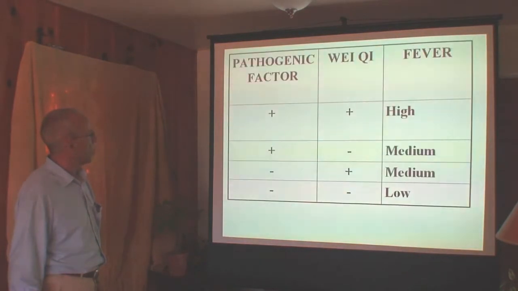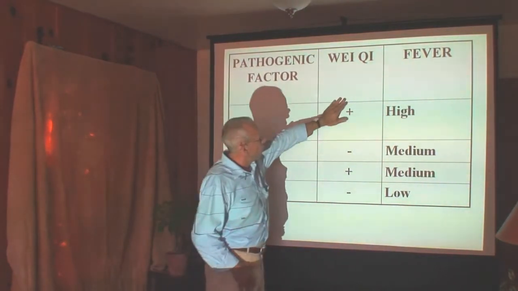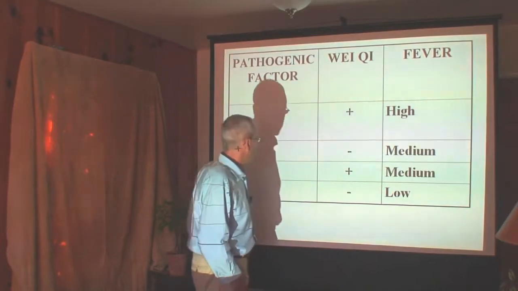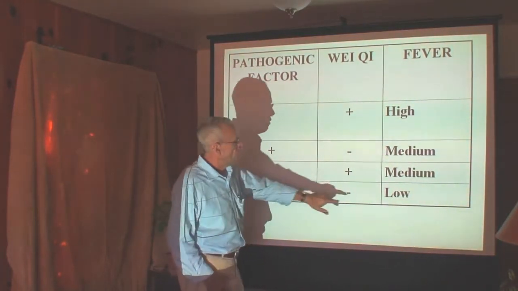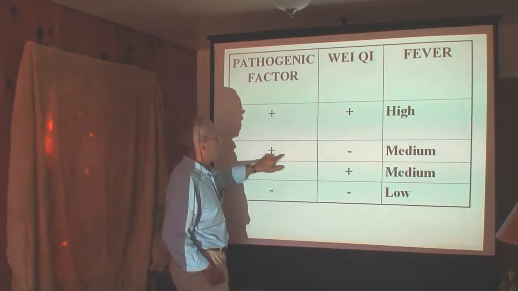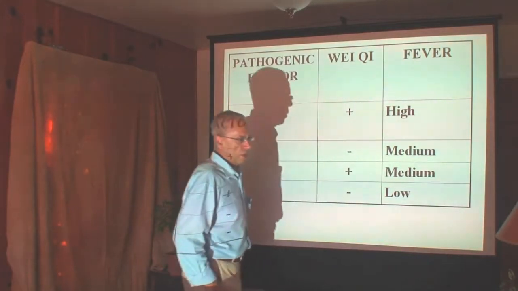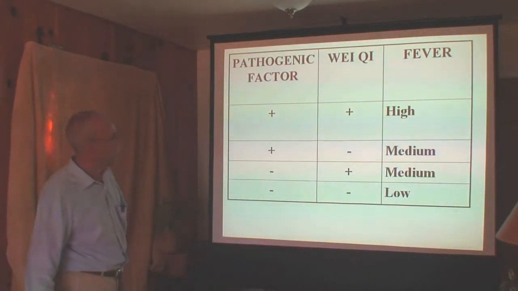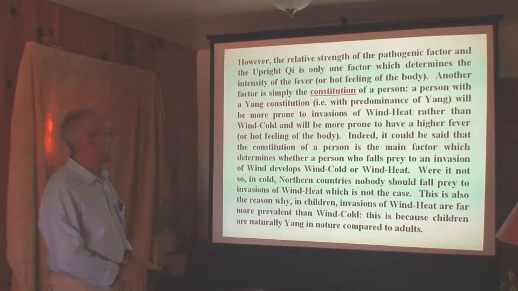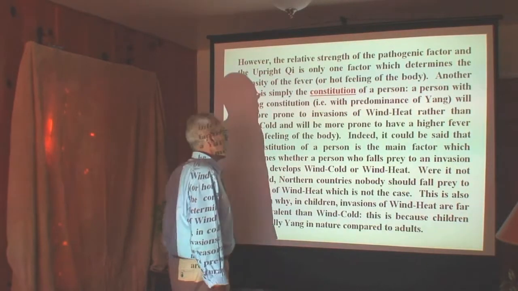And in fact, we can plot 3 different situations. This is the strength of the wind, this is the strength of the wei qi, and that's the fever. If they're both strong, you have a high fever. If they're both weak, you have a low fever. Or if one is strong and the other is weak, i.e. the pathogenic factor is strong and your wei qi is weak, which is a very common situation, or vice versa, you have medium fever. Of course, the reaction of a person to cold, to bacteria and viruses depends also on the constitution of the person.